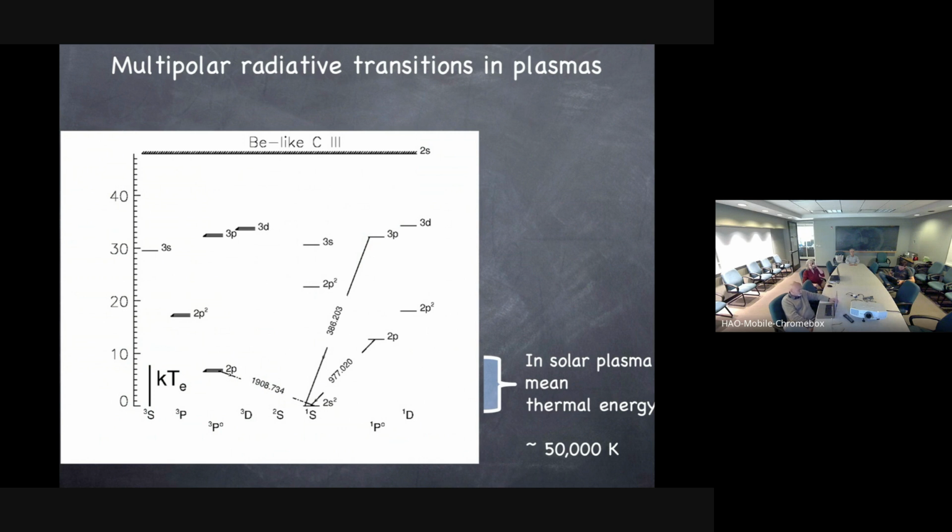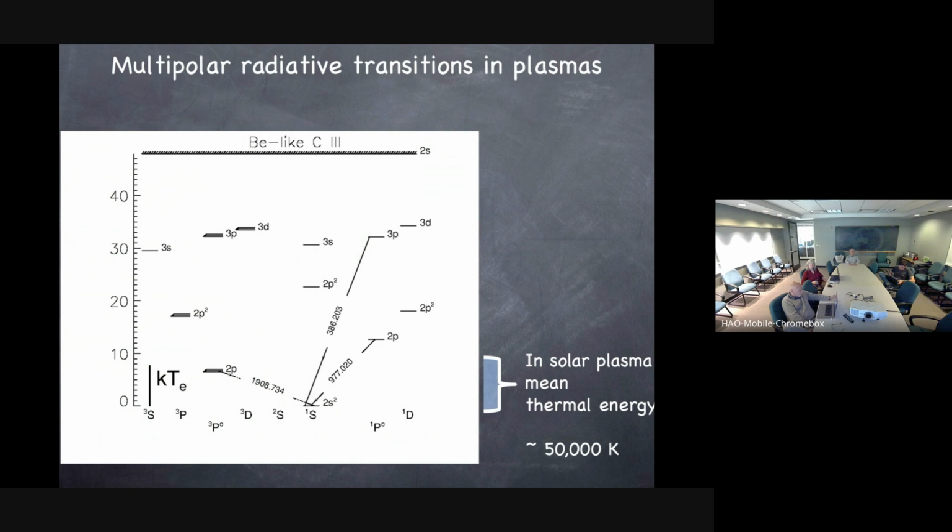At the bottom, you'll see there's something called a singlet S state. That's a closed shell, which means it has no spin and no angular momentum. So that's like a billiard ball. It just sits there, and the only thing it could do on its own would be to sit there unless it was hit by something else in the universe, and then it might respond.